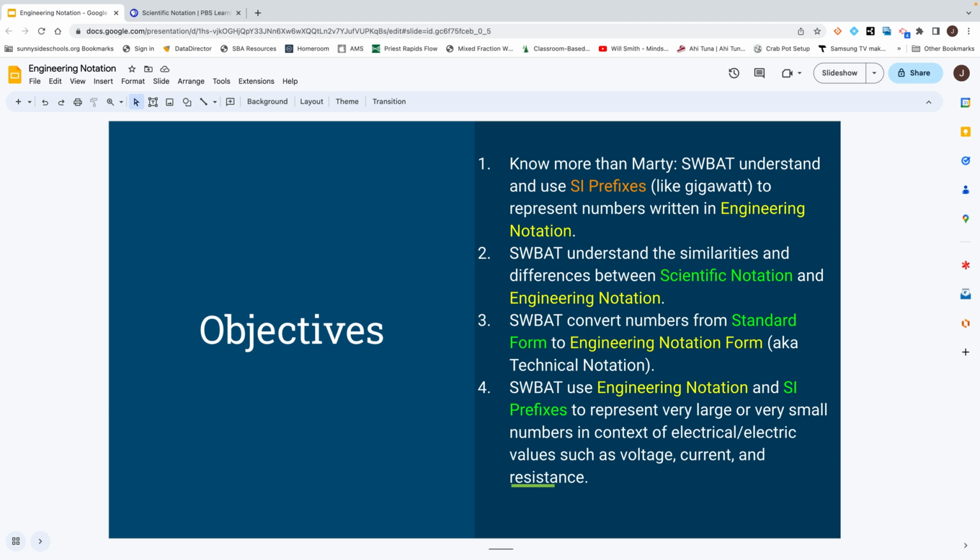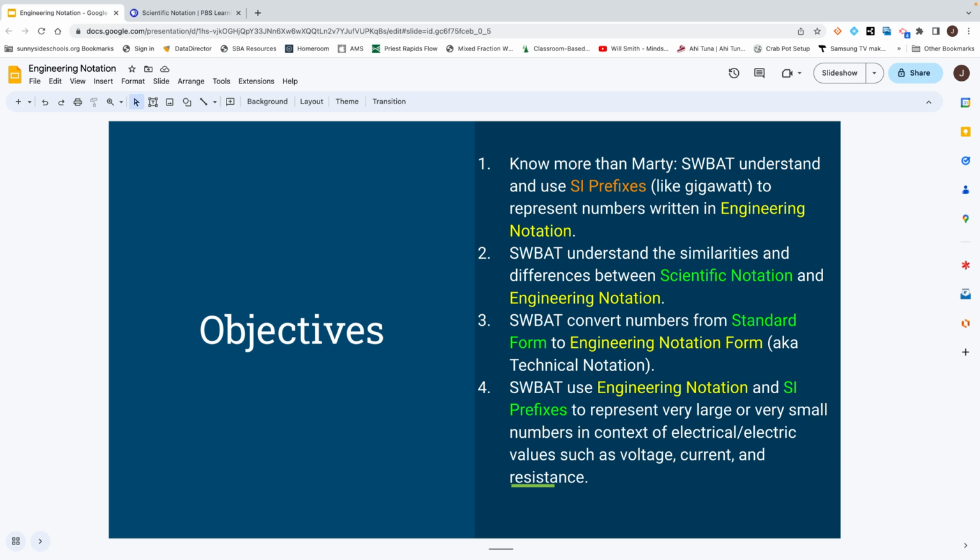At the end of today's lesson, students will be able to understand and use what we call SI prefixes, like gigawatt, to represent numbers written in engineering notation. And so we'll be naming some numbers and that sort of thing. Objective number two is that students will be able to understand the similarities and differences between scientific notation and engineering notation. Objective number three is that students will be able to convert numbers from standard form to engineering notation form, which in some circles is also called technical notation.